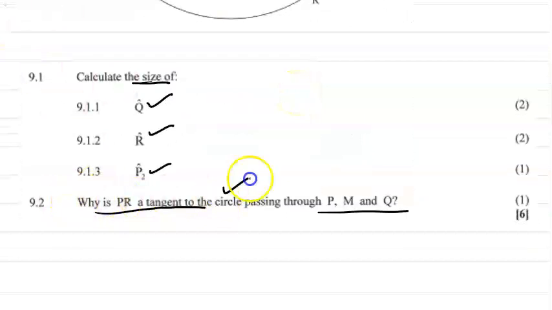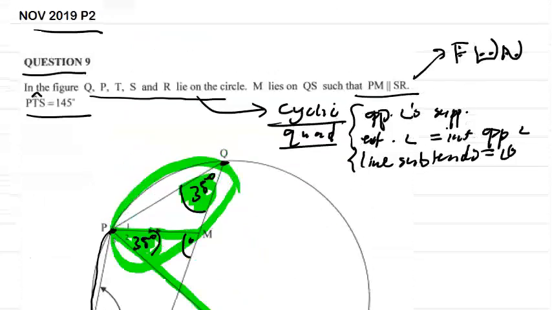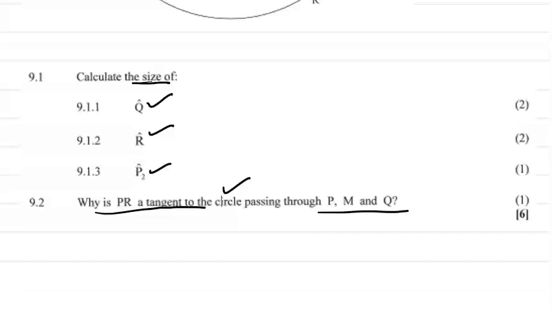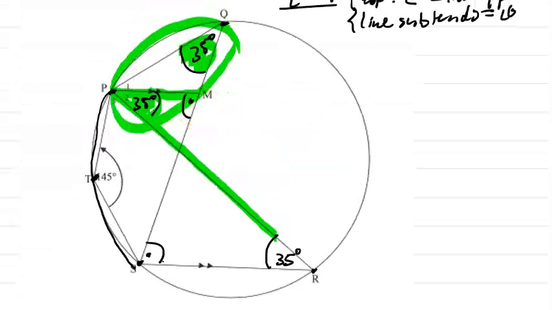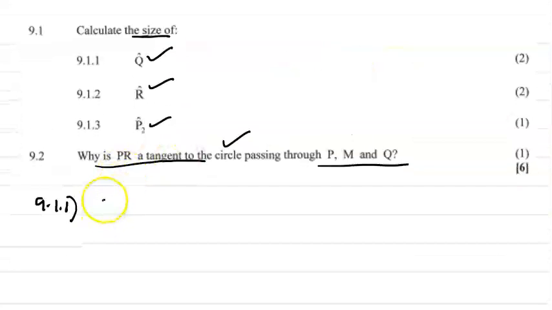So we've got 9.2. So now our job is to write down and retrace our steps on everything that I have mentioned so far. So therefore, let's now go and write our statements with our reasons. 9.1.1, what is the size of Q? How did we find the size of Q? Well, what we did was we used the fact that we have a cyclic quadrilateral here. So we're going to go through it again. We said there it is here. That's a cyclic quadrilateral, and the opposite angles of a cyclic quadrilateral are supplementary. So therefore we'll say that Q is equal to 35 degrees.